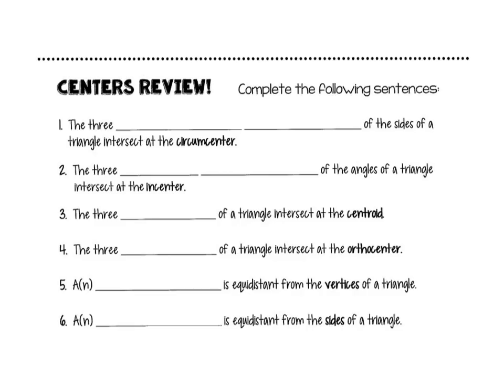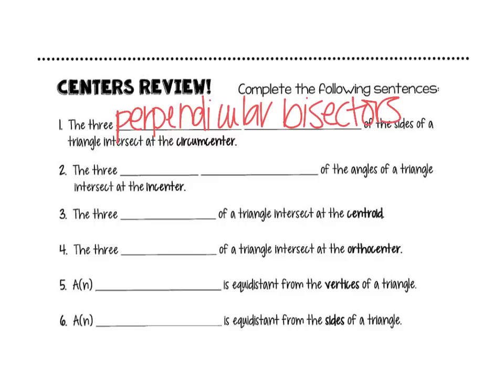All right, so now we've officially learned about all the different types of segments within triangles and triangle centers. So we're just going to complete the following sentences to review some vocabulary that we've learned. So first of all, the three perpendicular bisectors of the sides of the triangle all intersect at the circumcenter. All right, so it's important to remember that circumcenter is dealing with the perpendicular bisectors. Then when we're talking about incenter, we're talking about the angle bisectors. So the three angle bisectors of the angles of a triangle all intersect at the incenter.